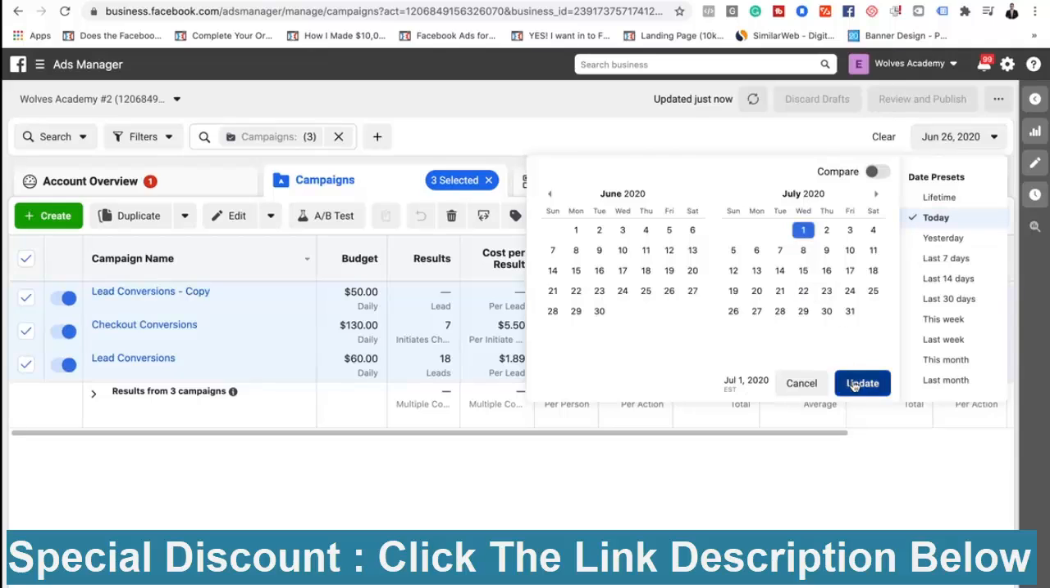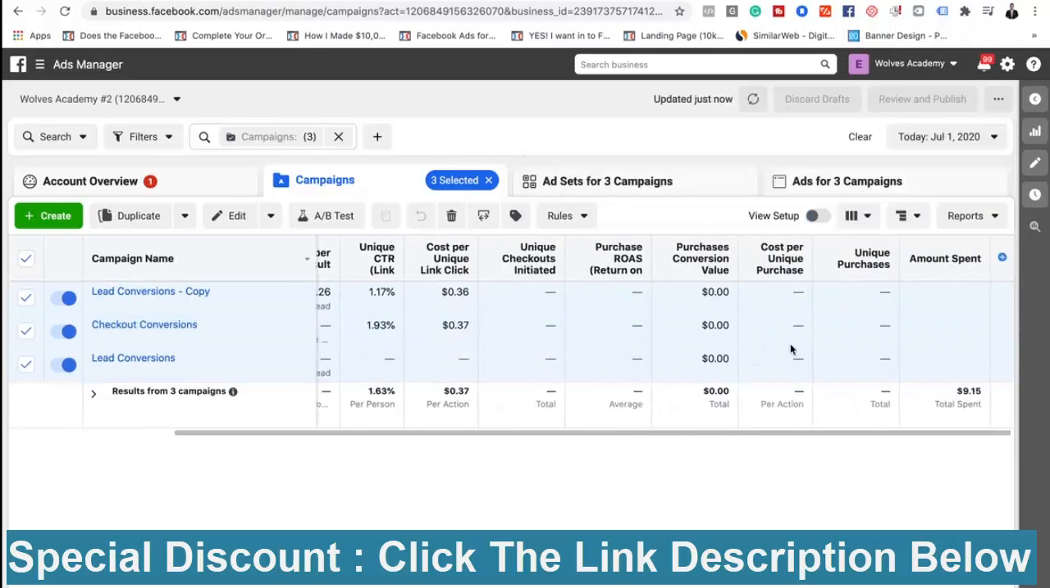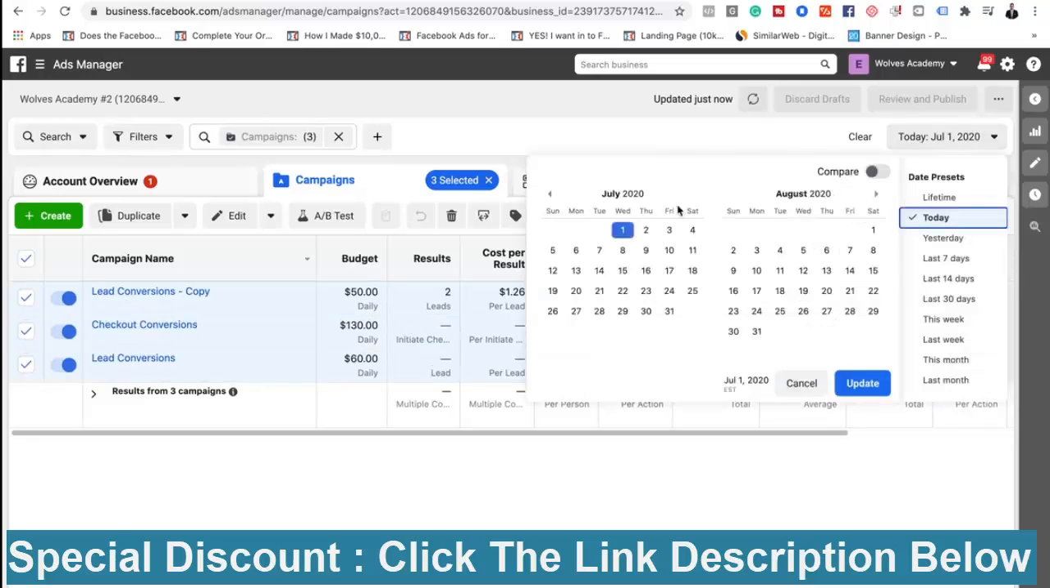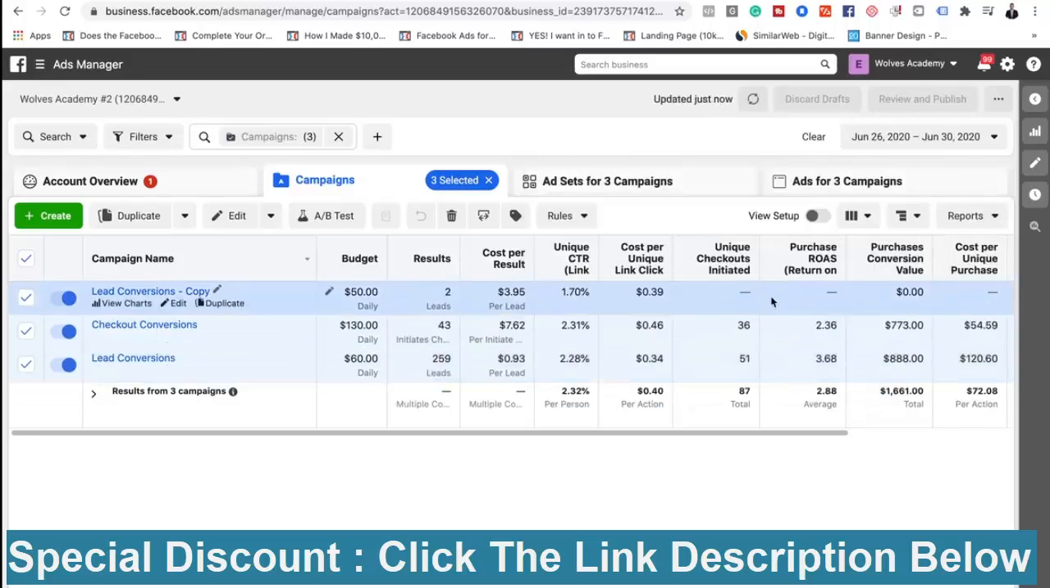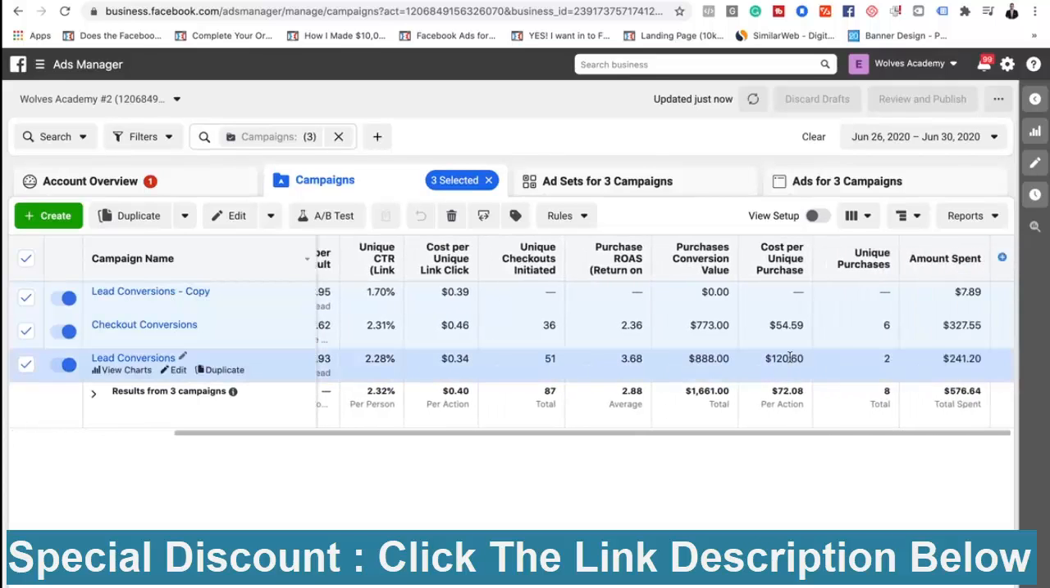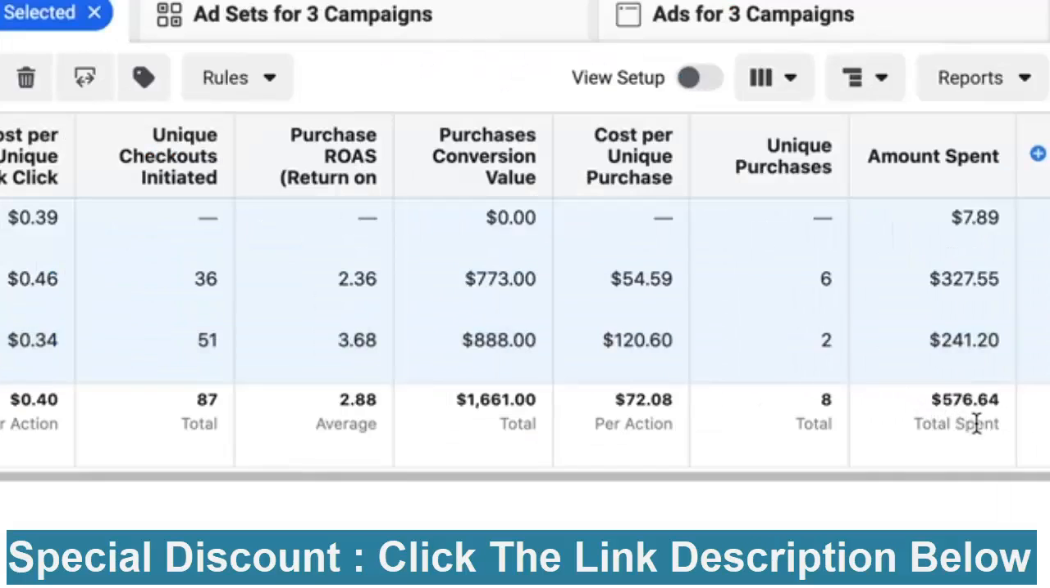Let's look at the 1st. The 1st has been, so far we spent $9. So I'm just gonna go ahead and look at the data from the last, let's go back here, from the 26th to the 30th, which is 1, 2, 3, 4, 5 days. From the last 5 days, we've spent $576.64.